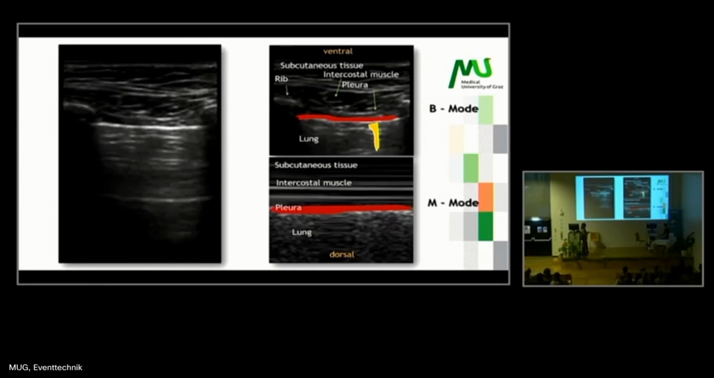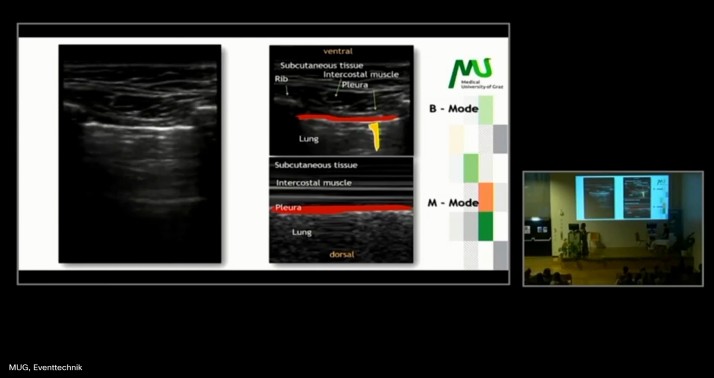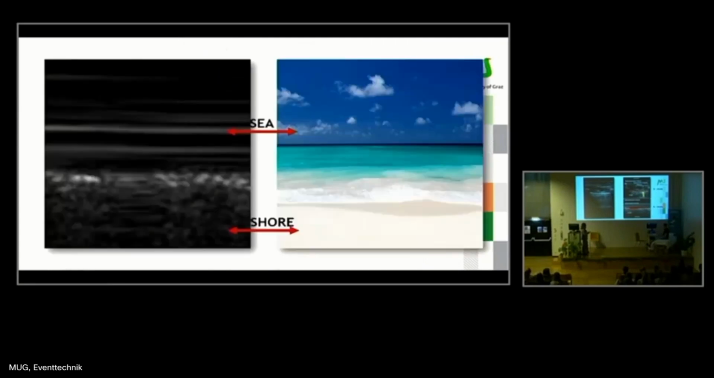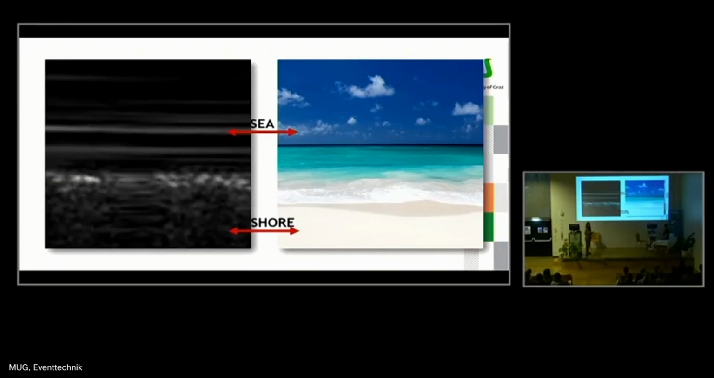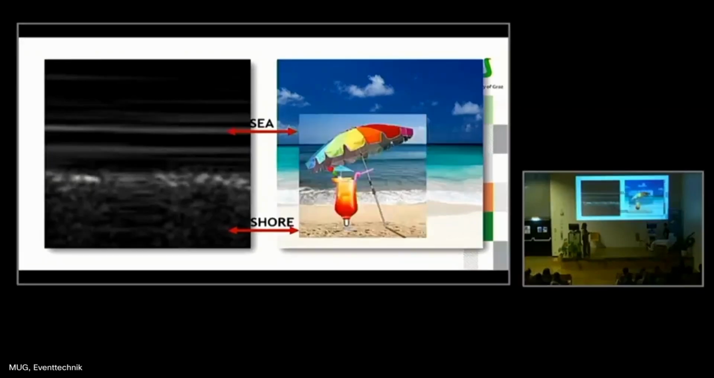So first line, subcutaneous tissue, intercostal muscle, pleura, and then artifacts due to lung movement. It is really nicely called the seashore sign because it looks really like a seashore. So we have sky, we have sea, and shore. We can take a cocktail, for instance.